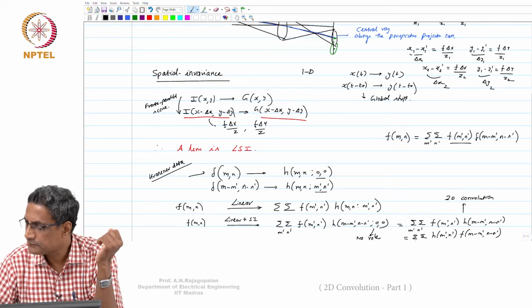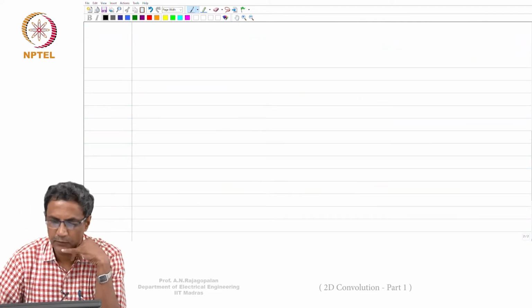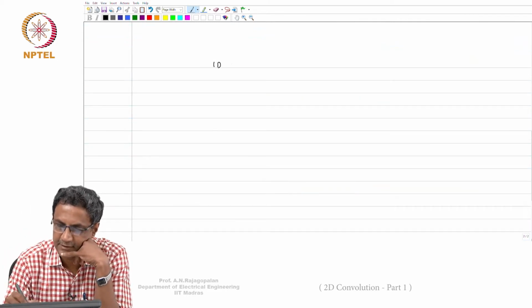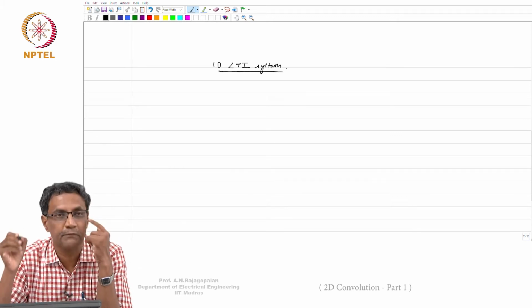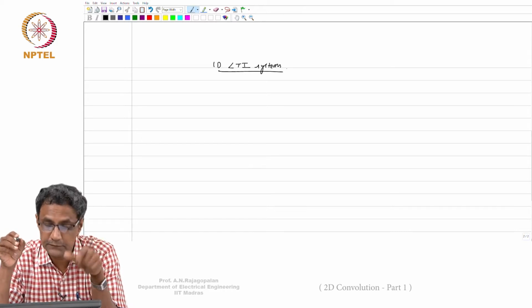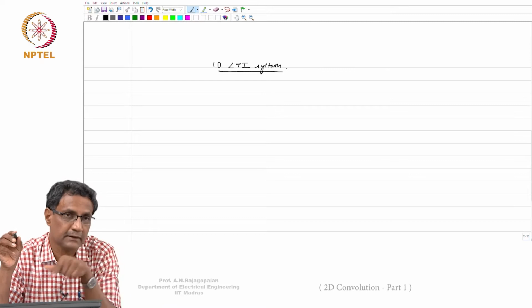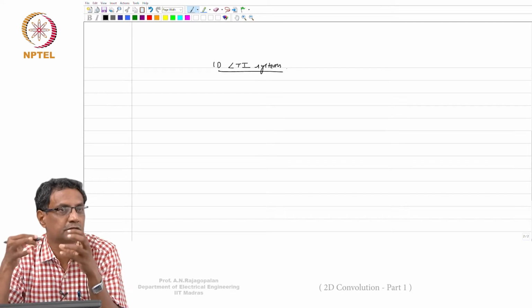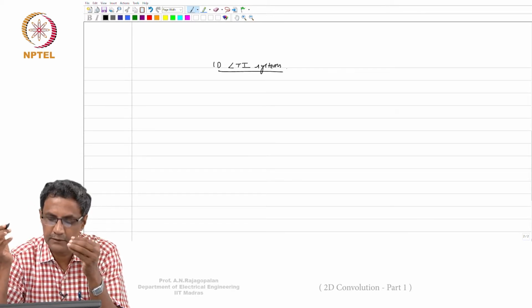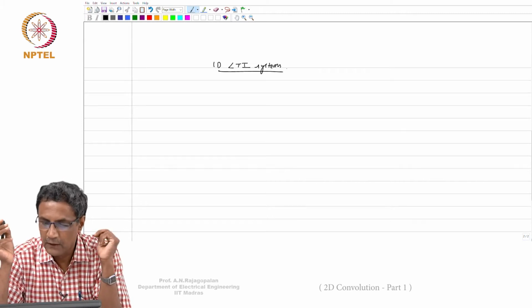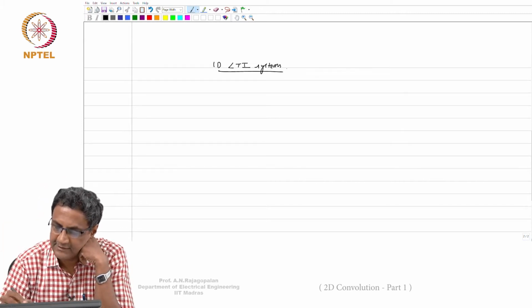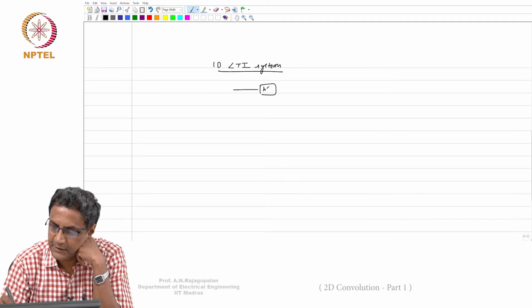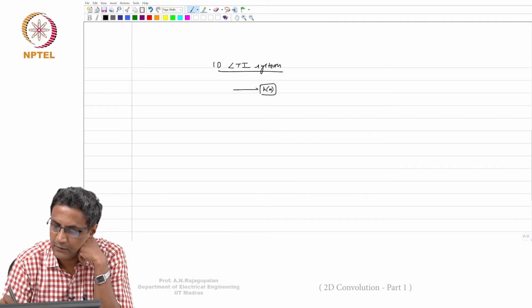Now at this point of time, I want to take a small digression to look at those 1D LTI systems again, because there are some nice things that we would like to borrow from there. Even when we do transforms, we'll typically look at 1D and then come to 2D, because 1D is something that you're all familiar with, and it will be important to see how this would generalize when you actually look at an imaging system. So look at a 1D LTI system. Let us say that I have a system which takes h(m), and x(m) goes in and then y(m) comes out.